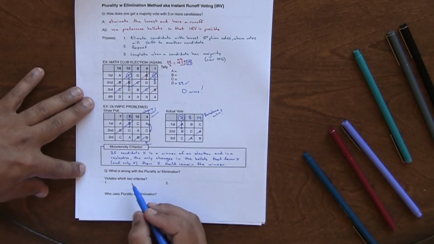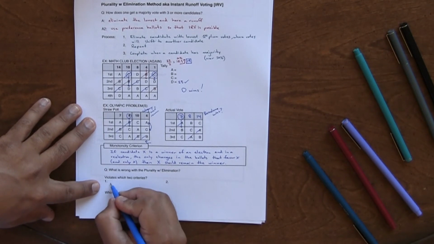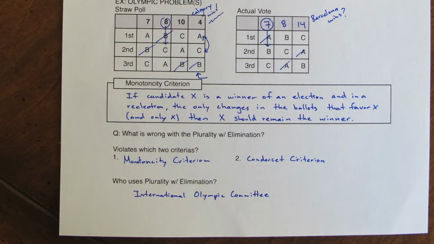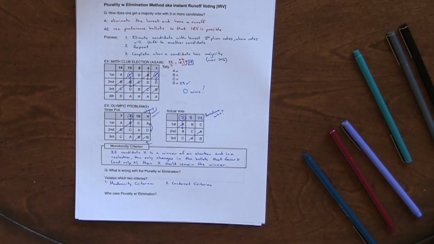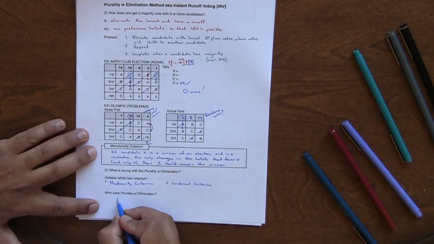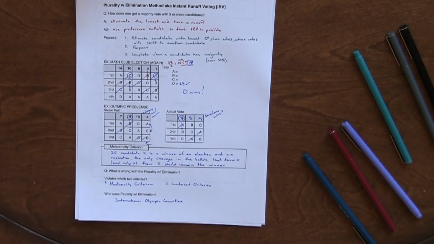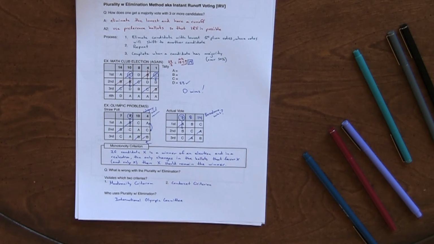So that's what happens with this. What's wrong with this one? It violates the monotonicity criterion, and it violates the Condorcet criterion, so if we compared everybody head to head, this one wouldn't work. That is one of the negatives, that quirk. Like, really, why would anyone use that? Who uses it? Well, the Olympic Committee does. And quite a few other people do too, like various cities such as San Francisco, Burlington, Vermont, and Berkeley, California, and Australia uses it to elect members of the House of Representatives.